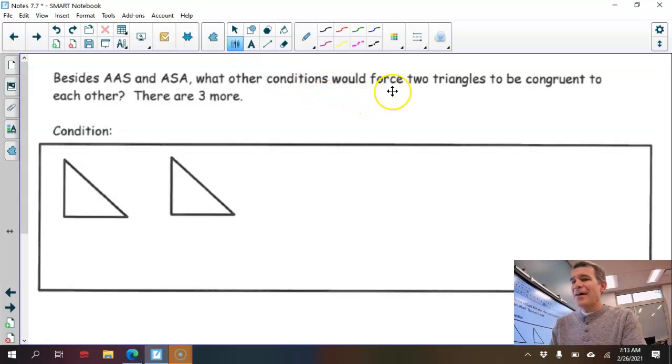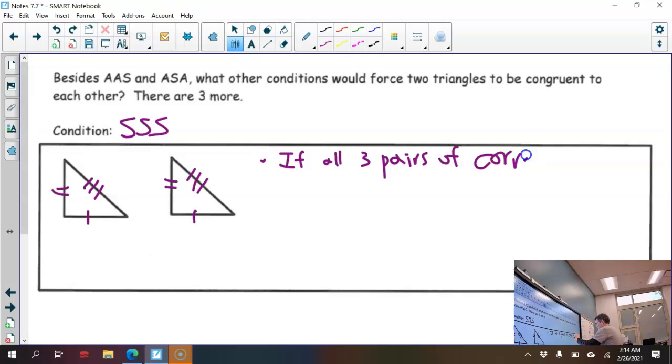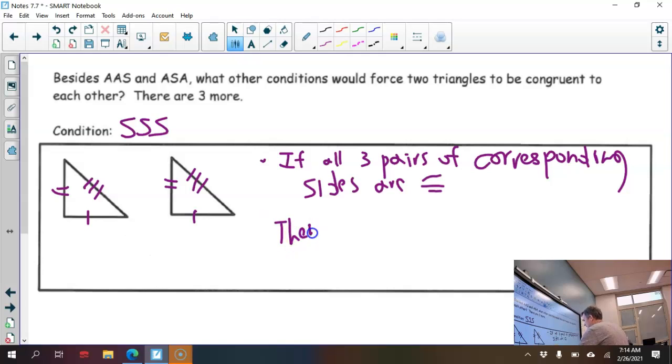Here we go. There are, however, three ones that we can do. All right? So the first one is quite easy. If that was equal to that, and that was equal to that, and that was equal to that, this is known as the side, side, side theorem, then the triangles would be forced to be congruent. And we might say something like, if all three pairs of corresponding sides are congruent, then the triangles are congruent. All right, this is known as the side, side, side congruence theorem.